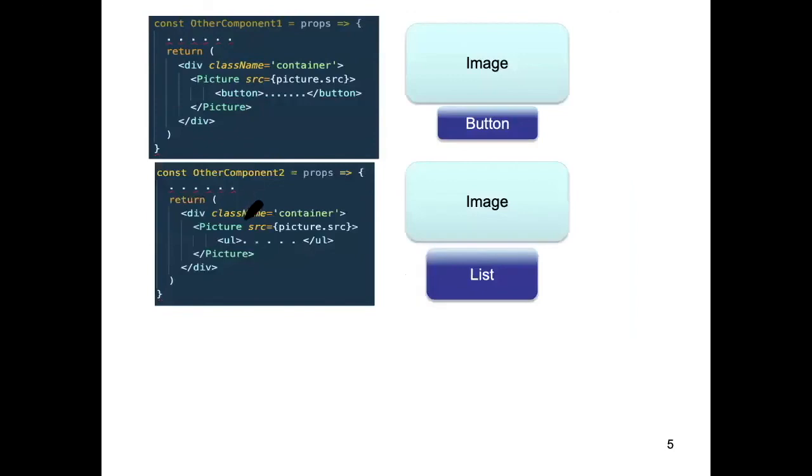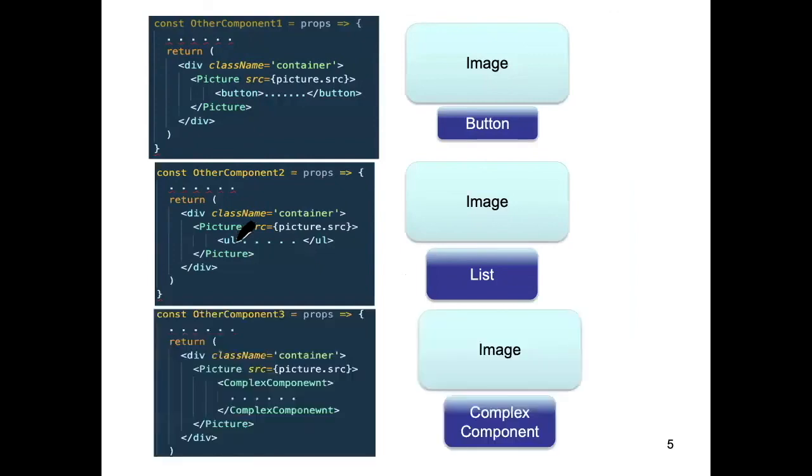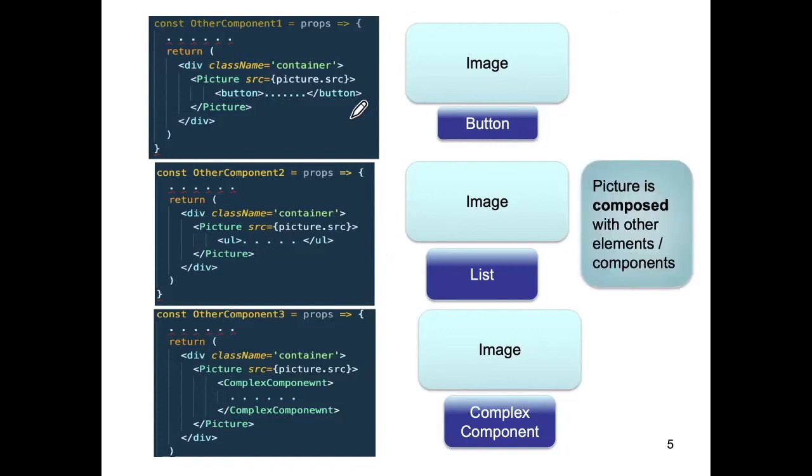Whereas here, I'm getting it to display a list with the image. Here, I'm getting it to display whatever my complex component is with the image. So I'm reusing the picture for different use cases. And that was one of my objectives, this idea of reusability. Another way I could describe what's going on here is to say that my picture component is being composed with other elements or components. So that's the kind of classic example of composition going on.